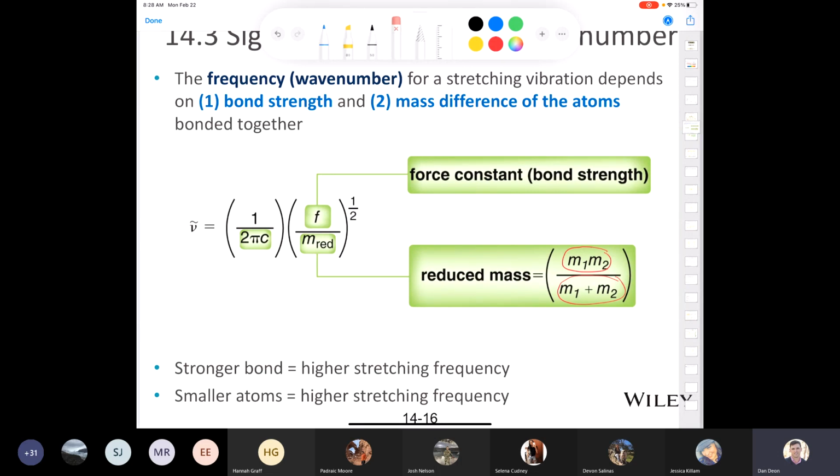Now, you don't have to memorize this entire equation here, which is wave number is equal to 1 over 2 times pi times the speed of light multiplied by the square root of F divided by the reduced mass. Now let's cover what F is, and let's cover what reduced mass is.